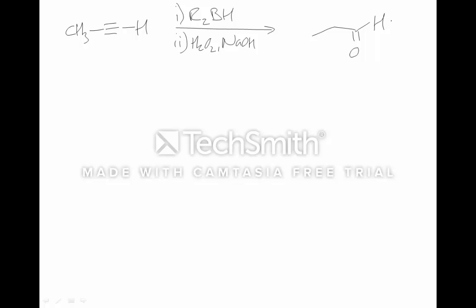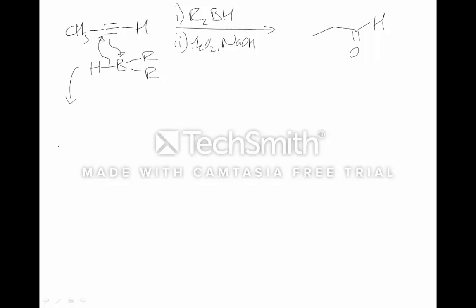What's going to happen? The more stabilized carbocation, the more partially positive, is going to line up with the partially negative hydrogen. Okay? So the alkene is going to attack the boron, empty p orbital. This BH bond is going to attack that carbon. That's the right way to draw those two arrows.